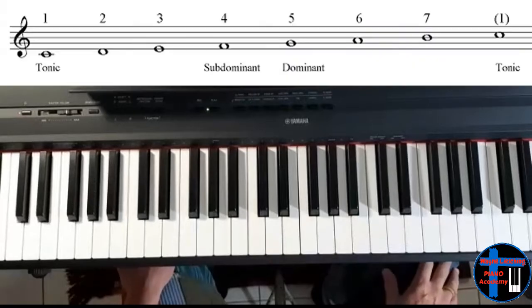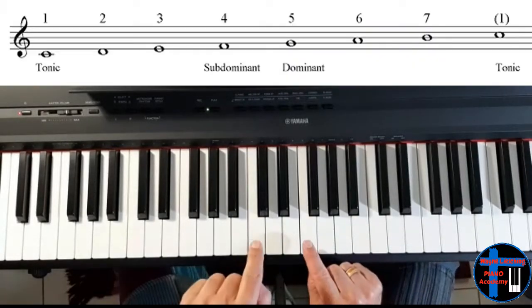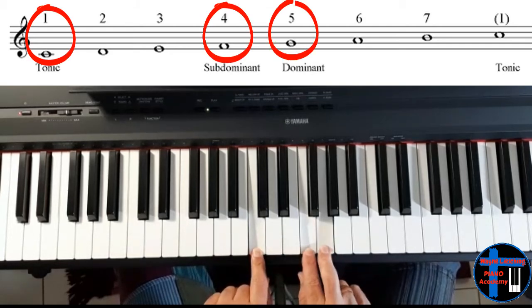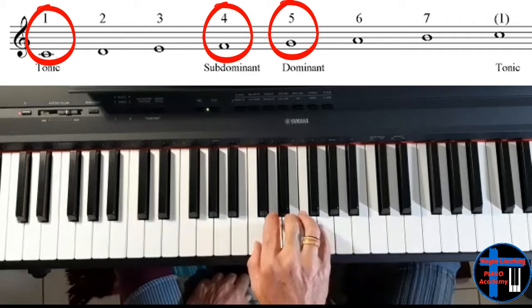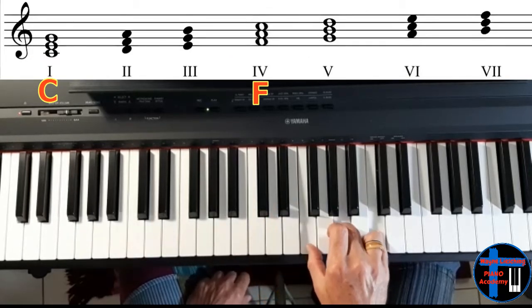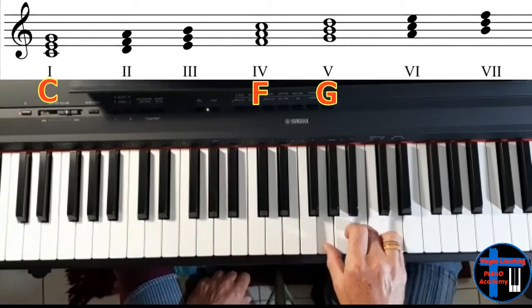We are going to focus on our 3 primary chords, and the 3 primary chords are built on the 1st degree of the scale, the 4th degree of the scale, and the 5th degree of the scale. So the chords are going to be C, F on the 4th degree of the scale, and G on the 5th degree of the scale.